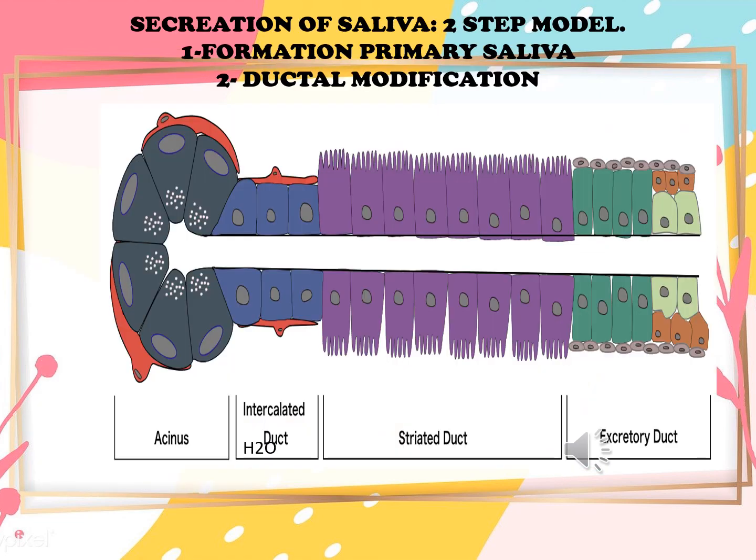Coming to the secretion of saliva, which is a two-step model. The first step is formation of primary saliva, which takes place in the SNS, and second is ductal modification. Now, as we know, the salivary gland is surrounded by a dense connective tissue capsule. This capsule consists of many blood vessels and nerves.